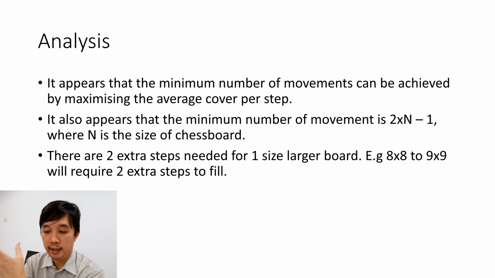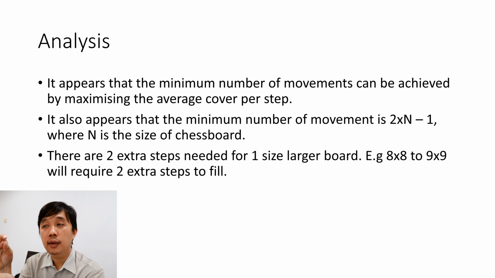Okay, now let's analyze what we found so far from examples 1 to 3. First, it appears that the minimum number of movements is achieved by maximizing the average cover per step. For example, if you have less cover per step, as in example number 3, you will need more steps to cover the whole chessboard. And also, it appears that the minimum number of movements is 2m-1, where m is the size of the chessboard. For example, for a 10x10 chessboard, the minimum would be 19.